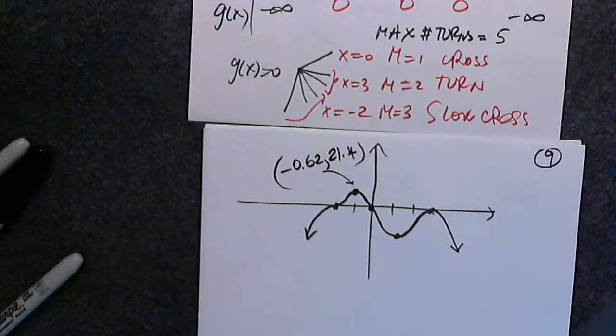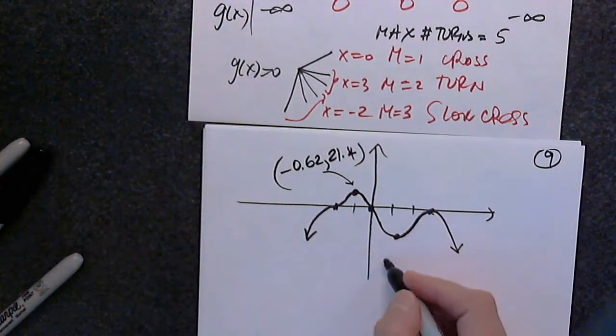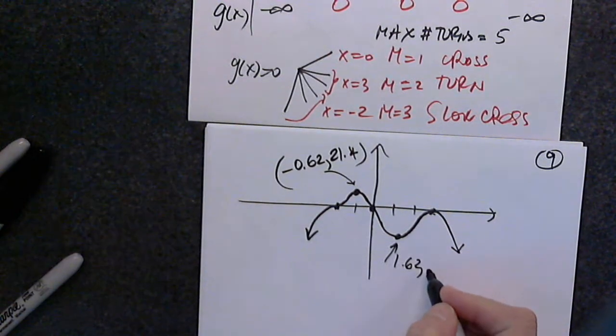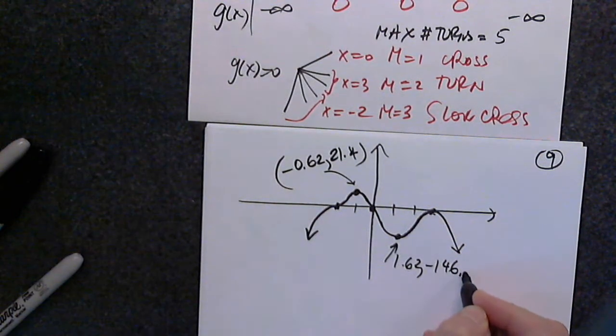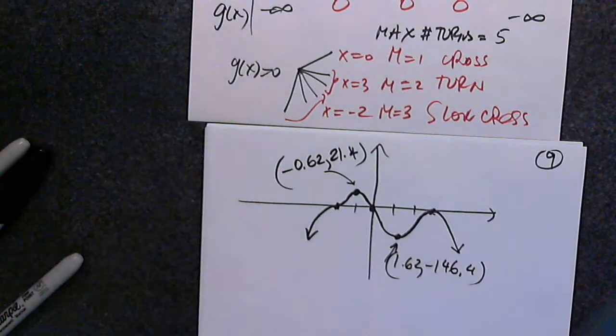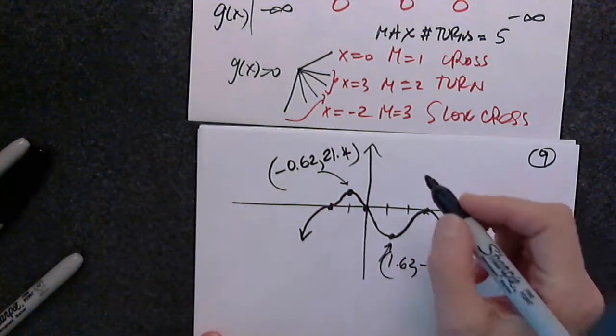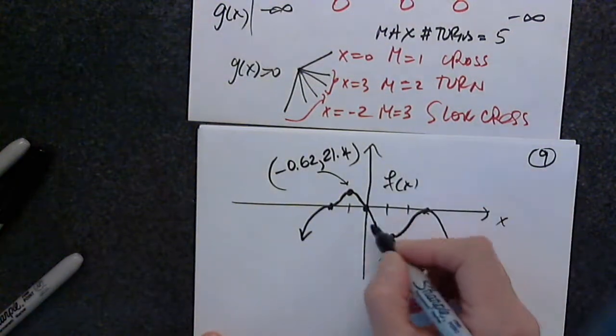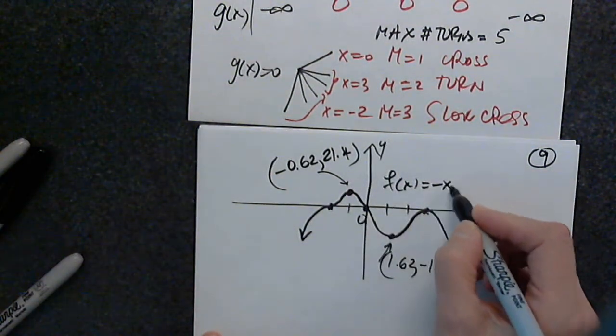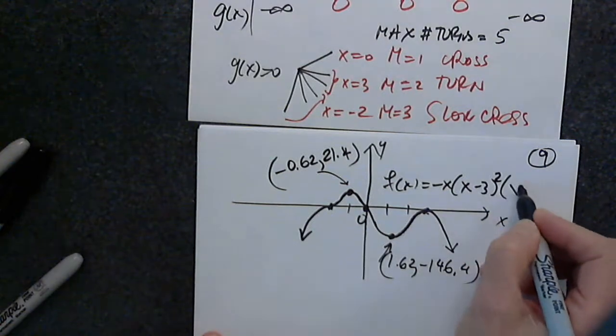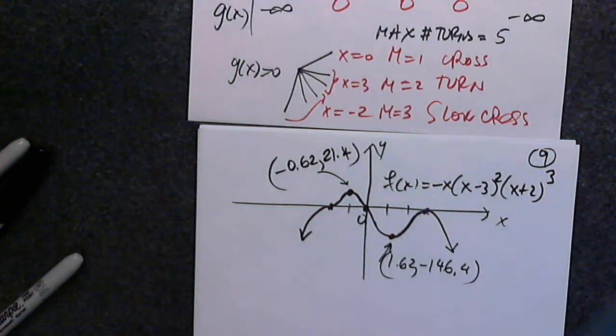Now I want to determine the minimum, which is between 0 and 3. Go back to second and calc. This time I want a minimum, which is 3. And I want it between 0 and 3. And enter again. And it will give us 1.62, -146.4. And I put those either in the table or on the graph. And this is the function f of x equals -x, x minus 3 squared, x plus 2 cubed.